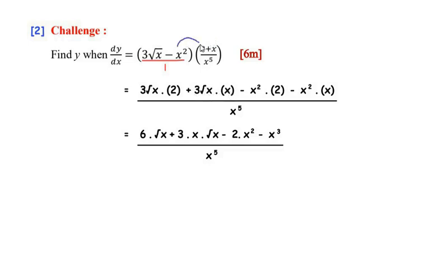Now minus x square multiplies with 2. So here we have written minus x square times 2. Similarly, minus x square multiplies with plus x, giving us minus x square times x. Now in the denominator, 1 times x to the power of 5 gives us x to the power of 5.